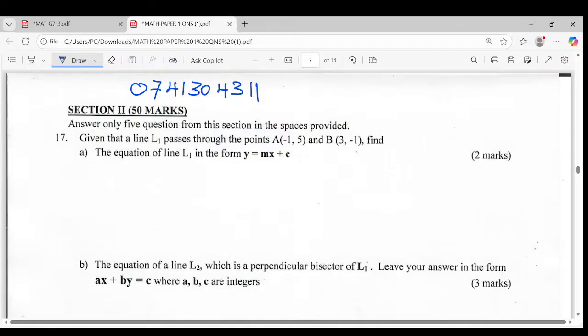Today, we are going to discuss a Form 2 question from the topic of gradients and equation of a straight line. The question is also being tested in grade 9 mathematics under CBE.